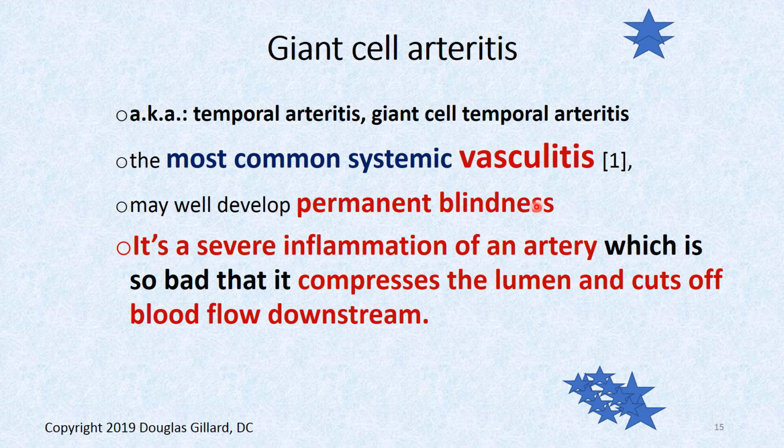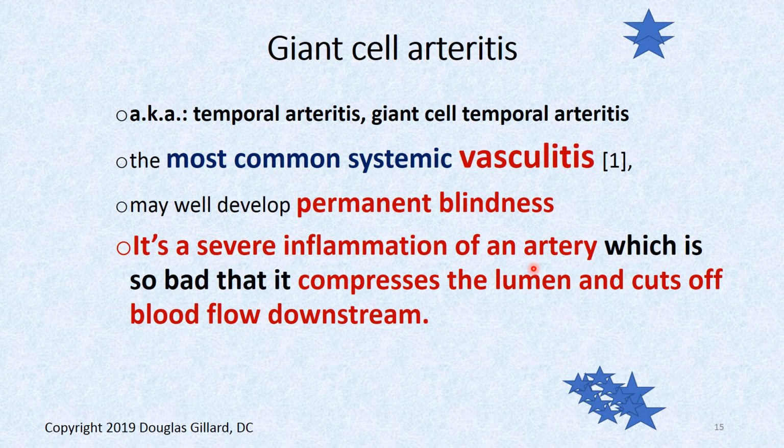Now we need to talk about giant cell arteritis, aka giant cell temporal arteritis, because it so commonly affects the superficial temporal artery. So this is the most common systemic vasculitis that there is. This can lead to blindness. I've had 2 patients over my 30-year career who had this. So it is out there. It is a severe inflammation. They're not 100% sure. They think it's an autoimmune attack. It absolutely loves the superficial temporal artery. And if it's in the superficial temporal artery, it's probably in the ophthalmic artery as well.